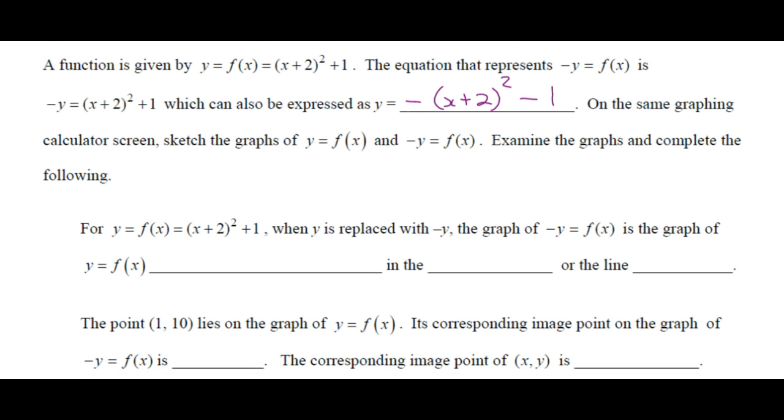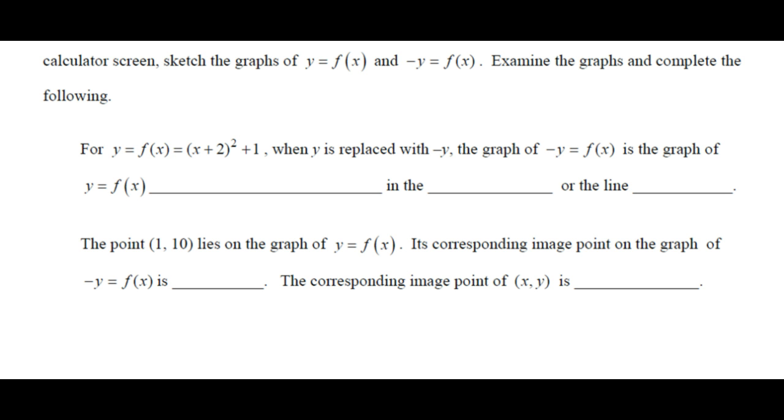So examine the graphs and complete the following. For y equals f of x, which is (x plus 2) quantity squared plus 1, when y was replaced with negative y, the graph of negative y equals f of x is the graph of y equals f of x reflected in the x-axis, which is the line y equals 0. Okay? So when y is replaced with negative y, it's a reflection in the x-axis, or instead of x-axis, they may use the line y equals 0, right? Which is the x-axis. Same thing, just different names.